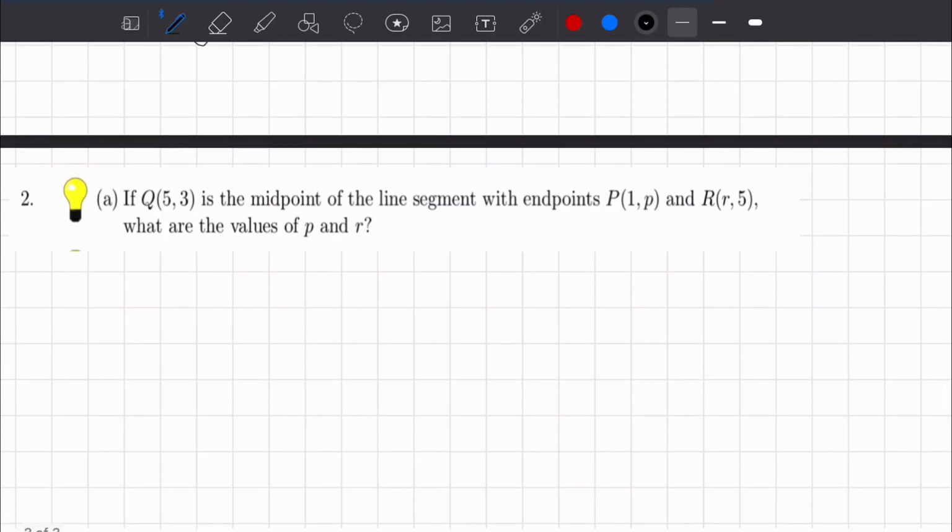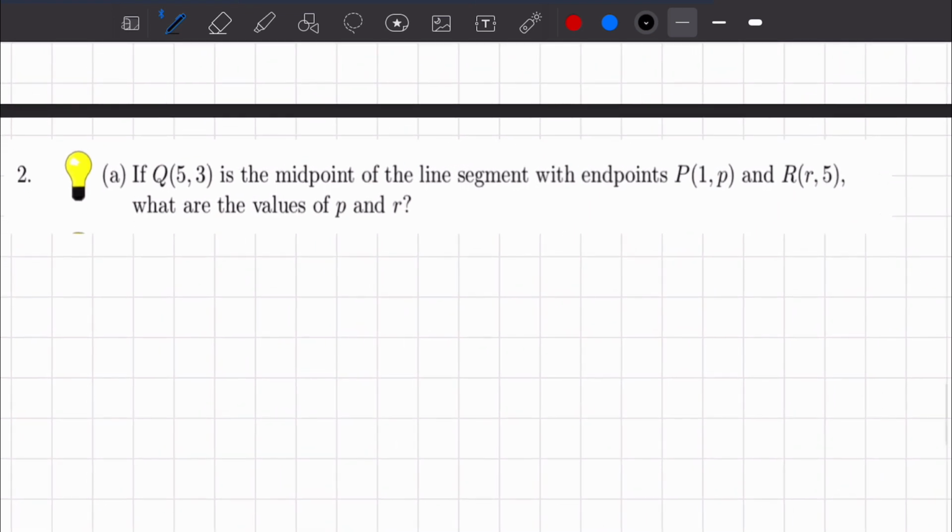Okay, for question number 2a, the question is saying that Q, which has a coordinate of (5, 3), is the midpoint of the line segment with the endpoints being (1, p) and (r, 5). What are the values of p and r? So what this is saying is that there's a coordinate here, which is (1, p), and there's another coordinate (r, 5), and Q is in the middle here, which is (5, 3).